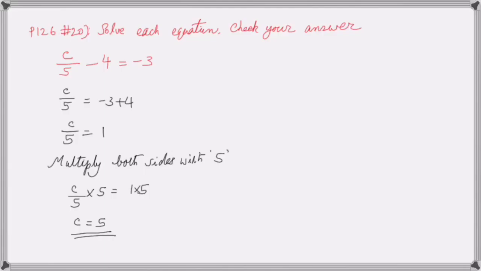If you add 4 on both sides of the equation, you get C divided by 5 equals -3 plus 4. Now if you multiply both sides with 5, you get C divided by 5 times 5 equals 1 times 5. So 5 and 5 you can cancel them, so you will get C equals 5.